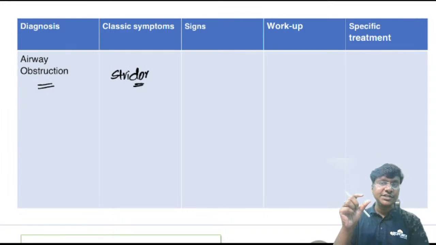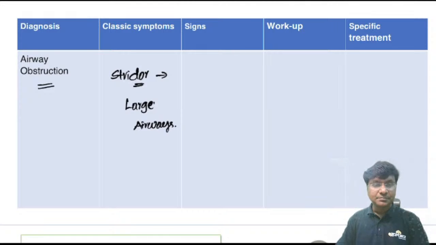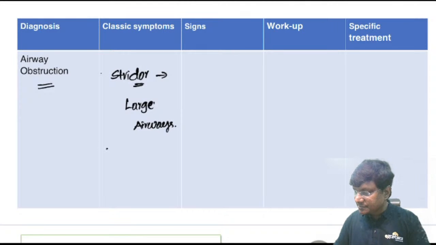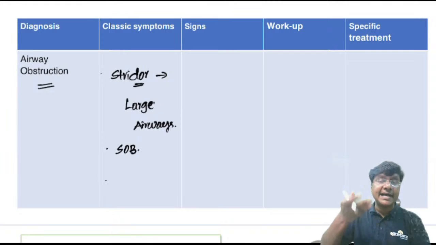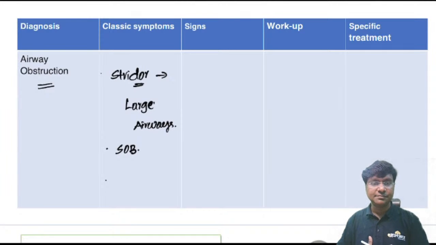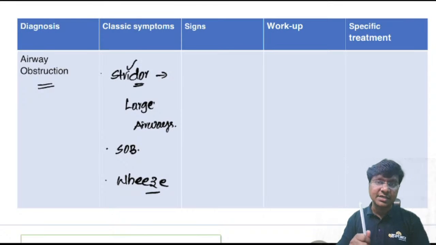If the obstruction is in the larger airways, the individual will have a stridor. The other important feature is sudden onset dyspnea. And if aspiration has occurred into the lungs, then the individual can have a wheeze. The difference between stridor and wheeze is that stridor is an inspiratory sound, while wheeze is an expiratory sound.